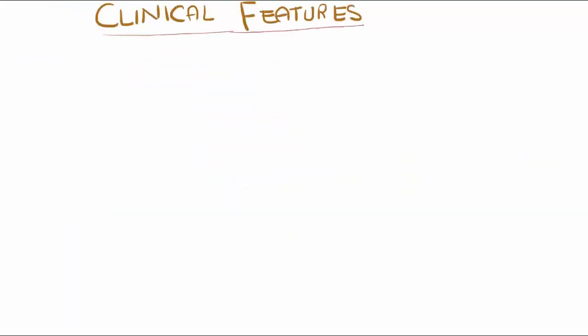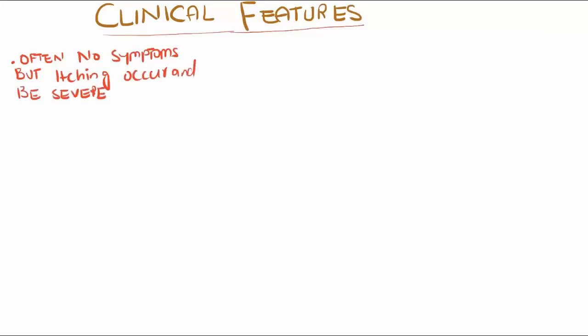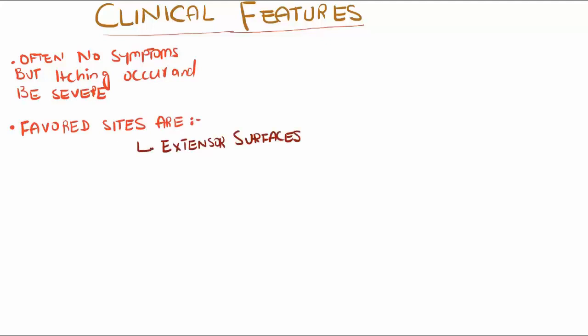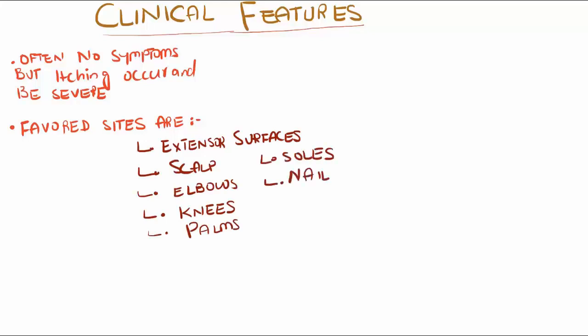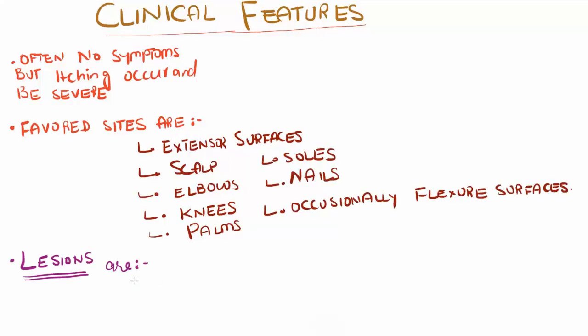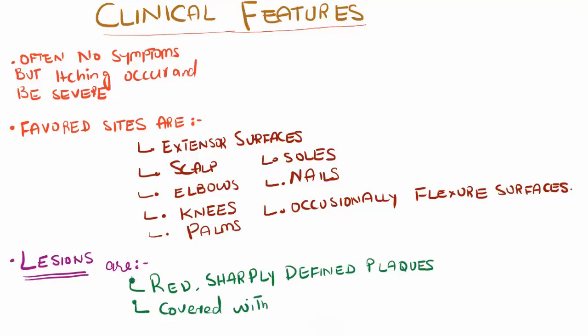Often there are no symptoms, but itching may occur and be severe. Favored sites are extensor surfaces, scalp, elbows, knees, palms, soles, nails, and occasionally flexure surfaces of axilla and inguinal region. Lesions are red, sharply defined plaques covered with silvery scales, and there may be fine stippling or pitting of nails. It is highly suggestive of psoriasis.